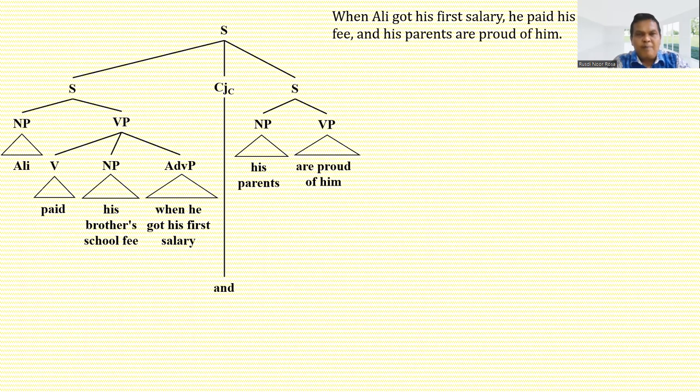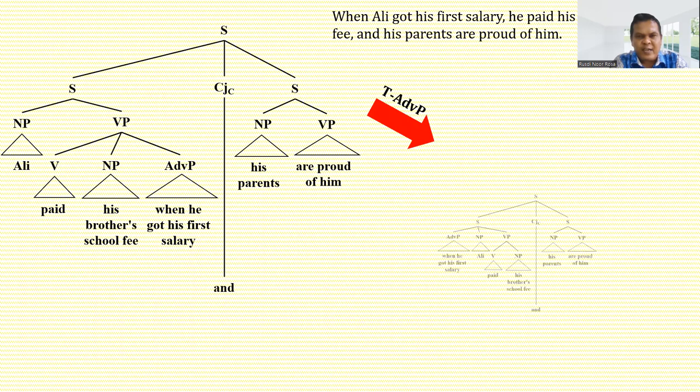Now, in a simple analysis, you see here, this is the deep structure of the sentence. I put triangles here because this has been analyzed, so we don't need to analyze anymore. So we have here, Ali paid his brother's school fee when he got his first salary, and his parents are proud of him. This is the deep structure form of the sentence. When Ali got his first salary, he paid his brother's school fee and his parents are proud of him. And we have here adverb phrase transformation. And the result of the transformation is this one.